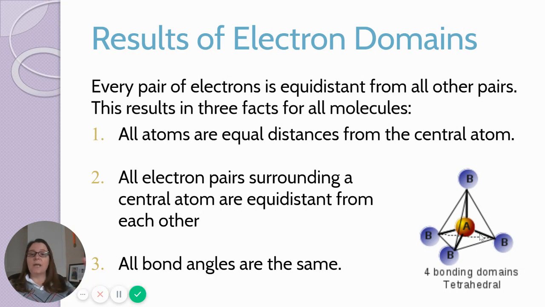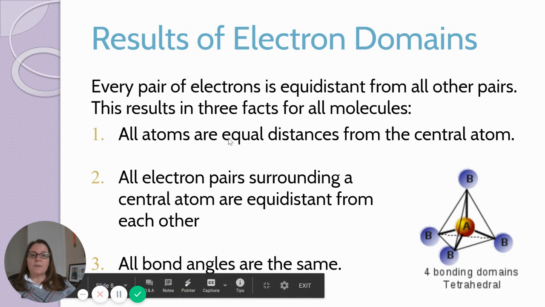The electron domain theory results in three main facts about all molecules. The atoms are equidistant from the central atom. That means we have atom A right here, which could be a carbon, and these could be hydrogens. But the distance between A and B is the same for all of them. One is not further away. Even though it may look like that when we draw it, they are all the same distance from the central atom.